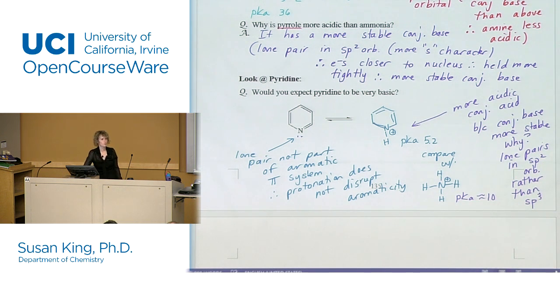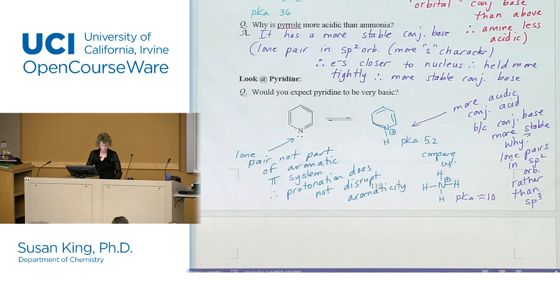For ammonium ion, the lone pairs are in an sp3 orbital. For protonated pyridinium ion, for the conjugate base, the lone pairs are in an sp2 orbital. It's going to be more stable to have those lone pairs in an sp2 orbital.